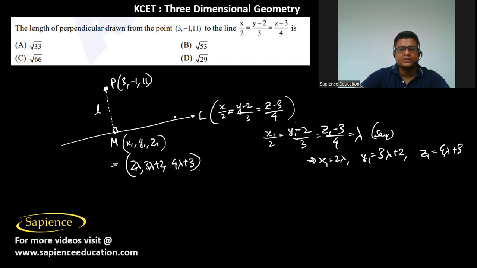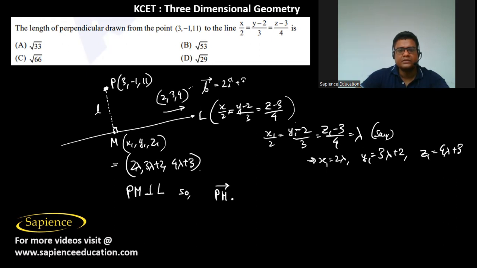And then the direction ratios along this line L are 2, 3 and 4. So therefore the line segment PM is perpendicular to the line L. So I can say that the scalar product of PM vector dot the direction ratios along the line, which is B vector, which is 2 i cap plus 3 j cap plus 4 k cap.